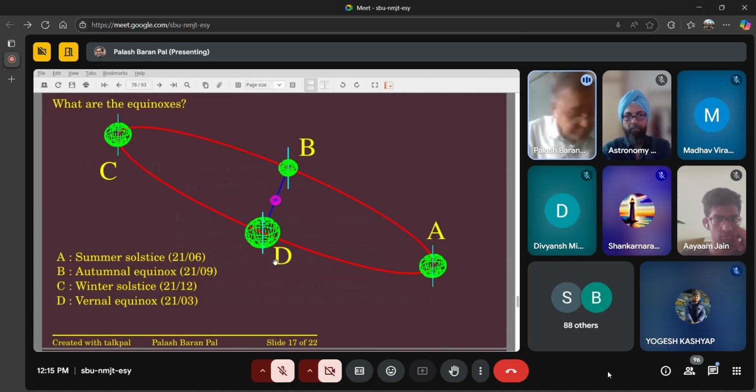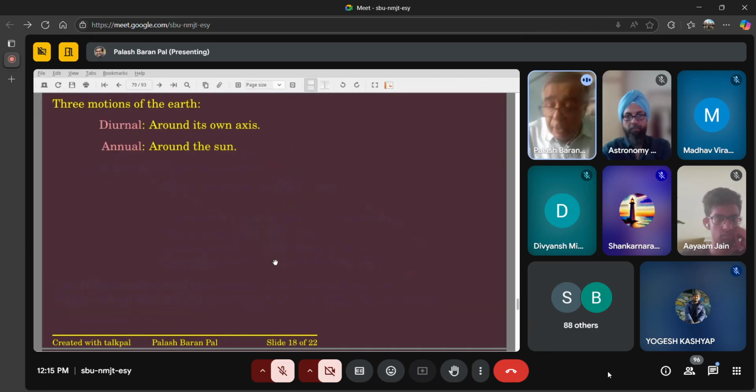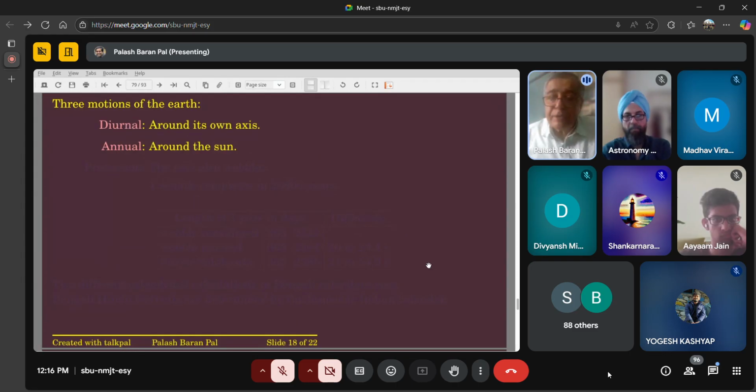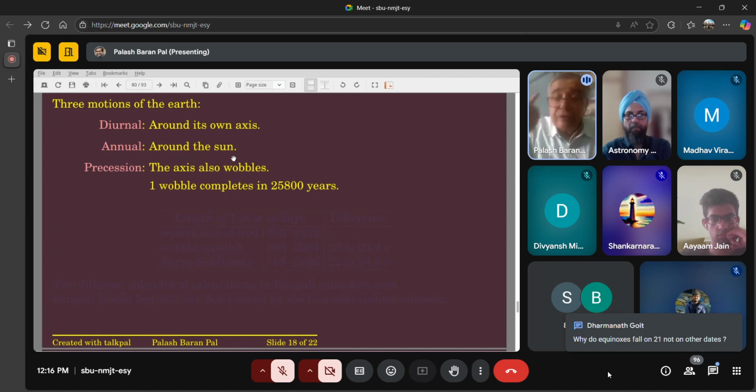Now, the problem is that there is this axis. The axis is not really perpendicular to the Earth-Sun distance line, the imaginary line that connects the Earth to the Sun. But there is also the fact that the axis is not pointing in the same direction. It wobbles. It's like when you have a top and the top is spinning, the axis of the top wobbles like this. So we have 3 different motions of the Earth. We know about the diurnal and the annual motion. The diurnal is what gives the day, a motion around the Earth's own axis, and annual is a motion around the sun. But there is also a third motion, which is the precession, and this is the axis wobble.